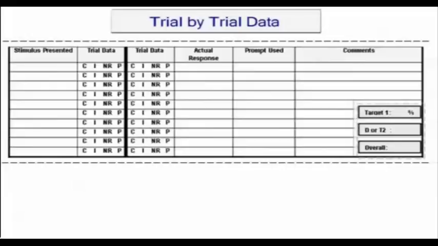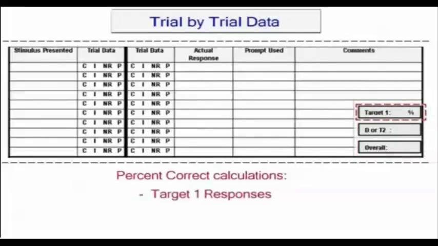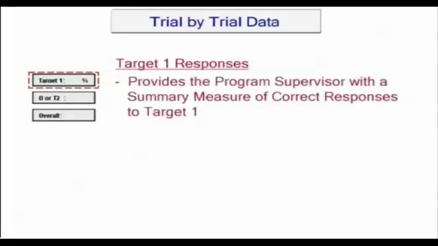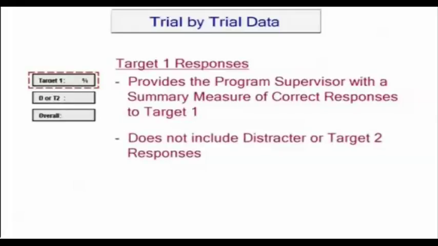Finally, this raw data is summarized as percent correct. The percent correct is calculated in 3 ways: Target 1 responses, distractors or Target 2 responses, and overall responses. We'll begin with Target 1 responses. Calculating the percent correct for Target 1 responses provides the program supervisor with a summary measure of how often the child responds correctly to Target 1. It does not include any information from distractor or Target 2 responses.